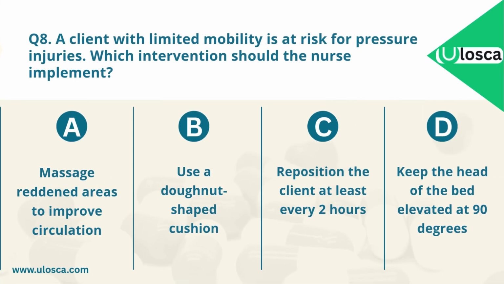Question 8. A client with limited mobility is at risk for pressure injuries. Which intervention should the nurse implement? A. Massage reddened areas to improve circulation. B. Use a donut-shaped cushion. C. Reposition the client at least every 2 hours. D. Keep the head of the bed elevated at 90 degrees. Which one is the correct answer?